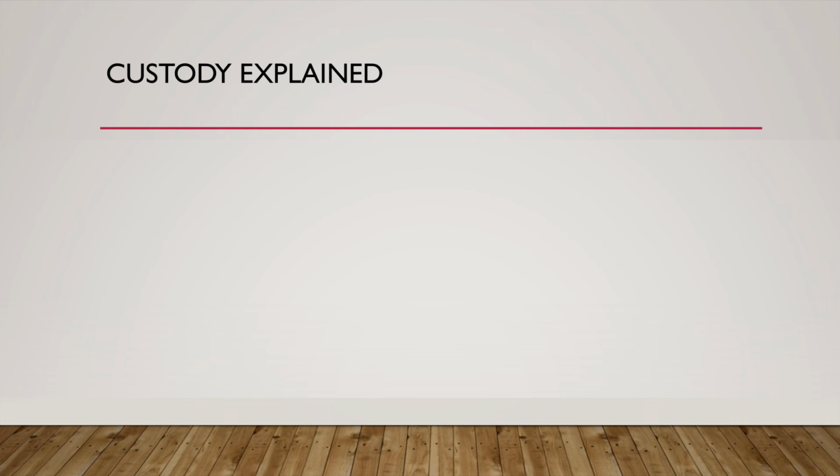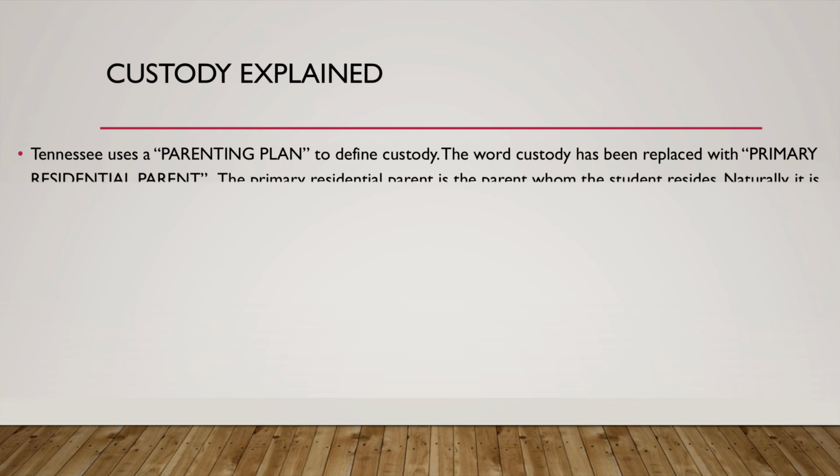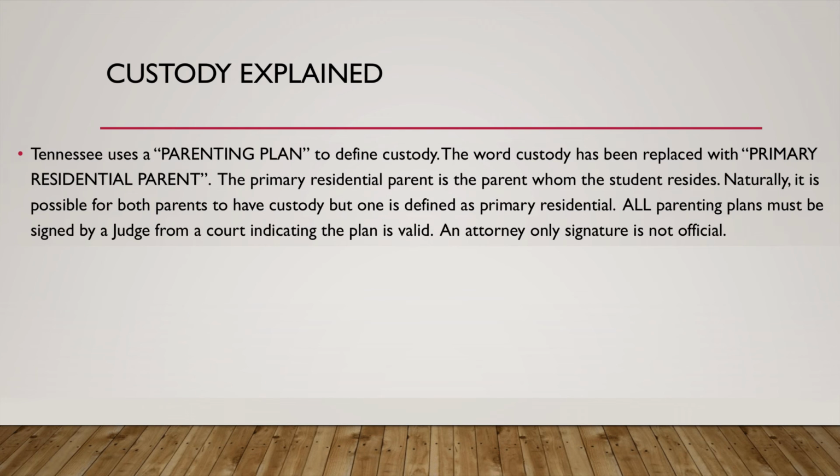Custody, this is an area that always confuses some parents. In the state of Tennessee, Tennessee uses a parenting plan to define custody. The word custody has been replaced with primary residential parent. The primary residential parent is the parent with whom the student resides. Naturally, it is possible for both parents to have custody, but one is defined as primary residential. All parenting plans must be signed by a judge from a court indicating the plan is valid. An attorney-only signature is not official.